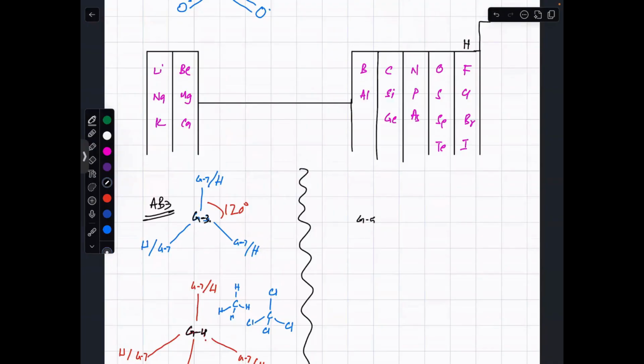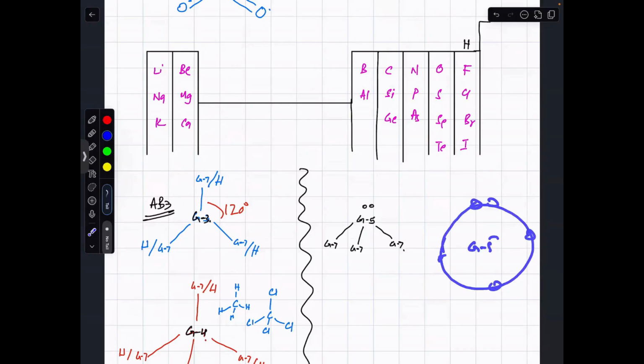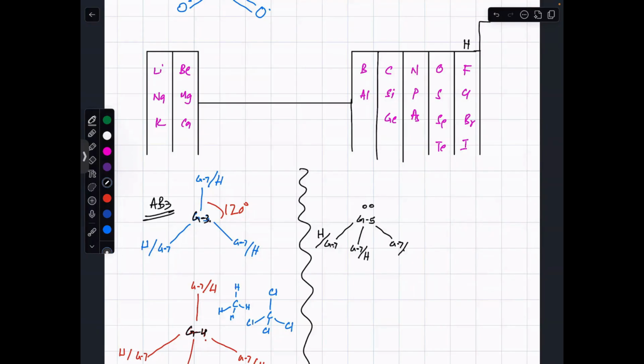Now coming to group 5. 1 lone pair, 3 shared. Am I right? Yes. Group 7, group 7, group 7. Perfect. Group 5 will make 3 bonds. The group 5 has 1, 2, 3, 4, 5 electrons: 1 bond, 2 bond, 3 bond. So they can make 3 bonds. It could be group 7 or hydrogen. Right? Now, listen.